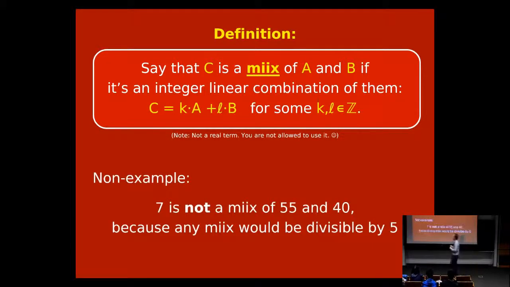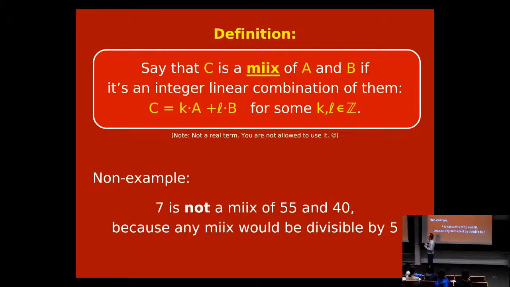OK, let's do a non-example. 7 is not a mix of 55 and 40. That's easy to prove, right? Because if you do a mix of 55 and 40, it doesn't matter what coefficients you use, you're going to get something divisible by 5. And so you can't get 7.